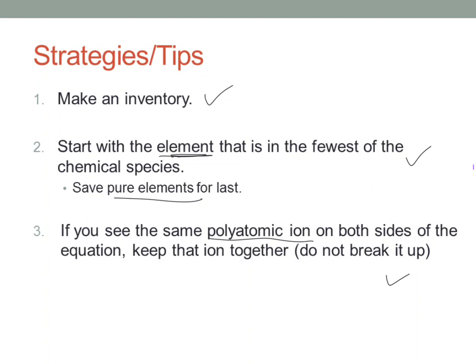So if you see sulfate on the left and sulfate on the right, don't list it as 1 sulfur and 4 oxygens. List it as 1 sulfate. Just keep the whole sucker together. It'll be easier to manage, and it'll just help you get to the balanced equation a little more quickly. So I want to go through each of these in a little bit more detail.